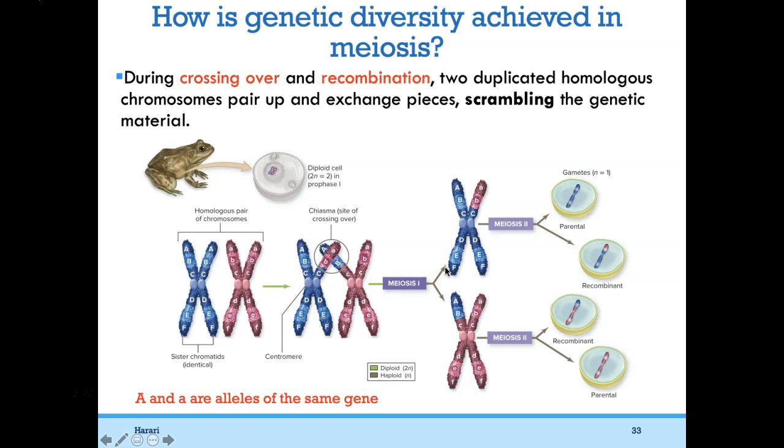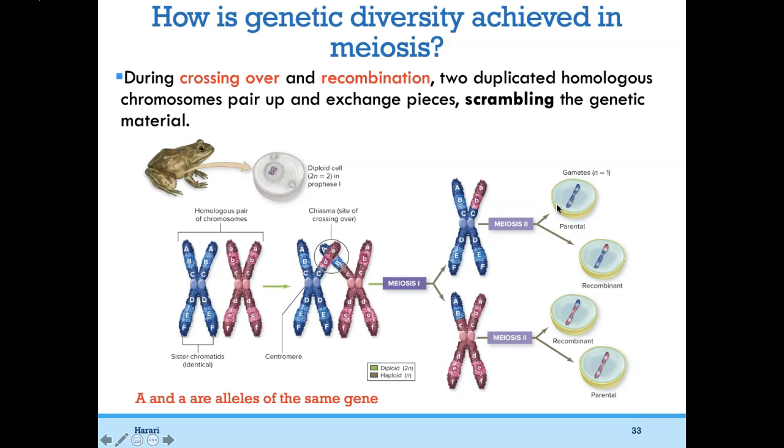So after meiosis I, we have 2 cells that are no longer diploid. You either have one copy or the other, with the exception of this additional genetic material from crossing over. In meiosis II, these sisters will separate, forming 4 haploid gametes. Some of the gametes will have the same sets of genes as one of the parents.